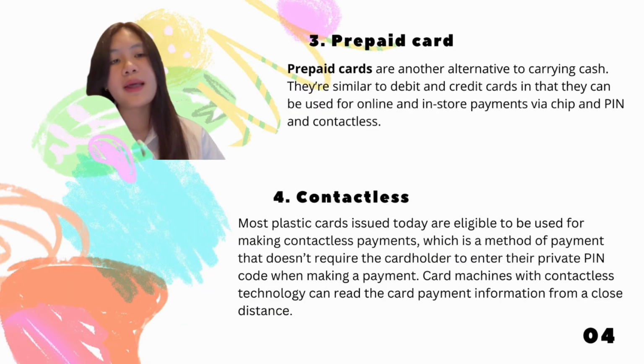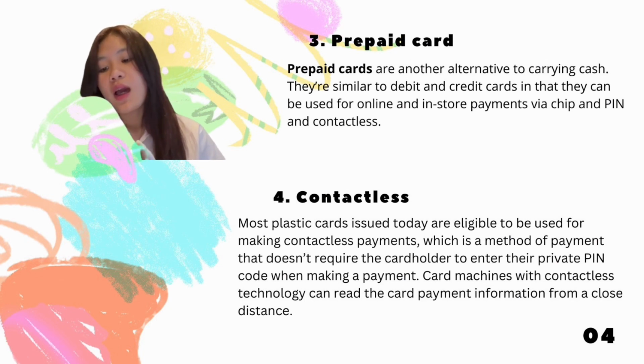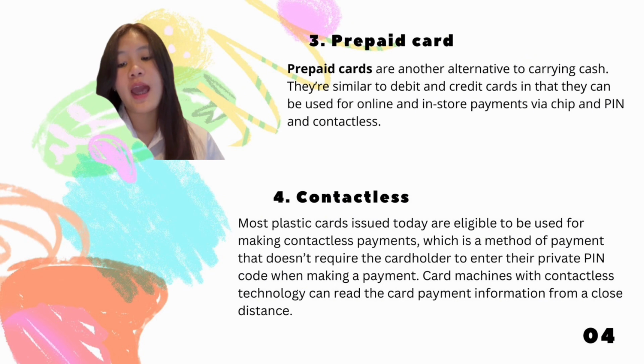3. Prepaid card. Prepaid cards are another alternative to carrying cash. They are similar to debit and credit cards in that they can be used for online and in-store payment via chip and PIN and contactless.